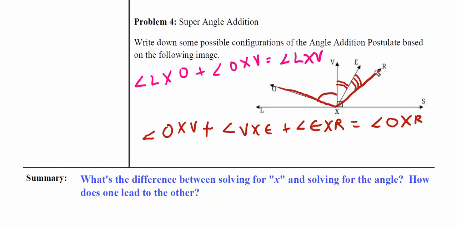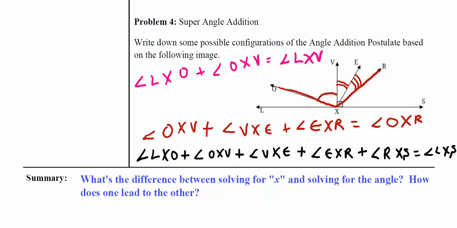We can do more than two angles, right? Like we do with the segment addition postulate. So here's a super angle addition postulate. This is if we're doing all of them, making the claim that if I add this one plus this one plus this one plus this one plus that one, that ends up being this entire straight angle essentially.